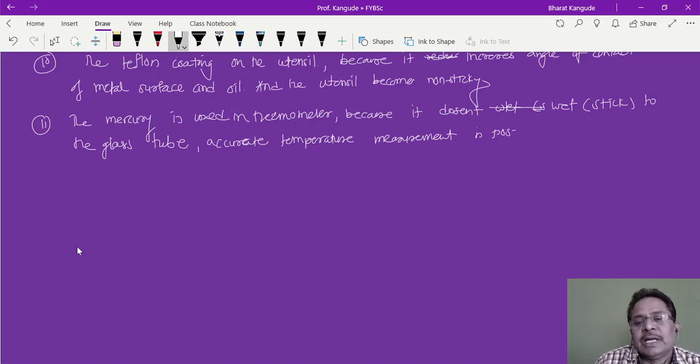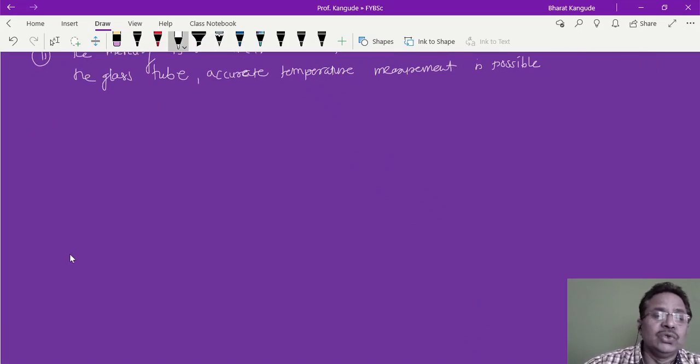We have already seen that the angle of contact between glass and pure mercury is almost 140 degrees. If it is maintained to that degree, then mercury doesn't stick to the surface, and therefore it easily goes up and down, and thereby accurate temperature measurement is possible. Otherwise this is not possible. So this is one very important reason why mercury is used as a liquid in thermometers.